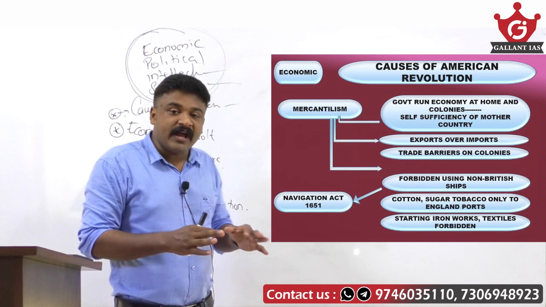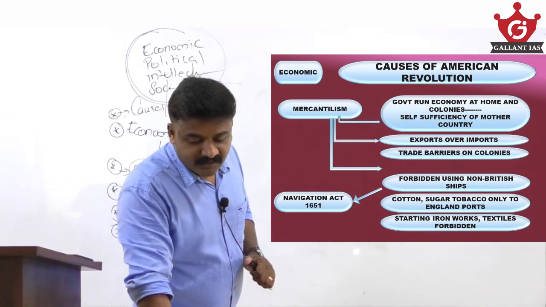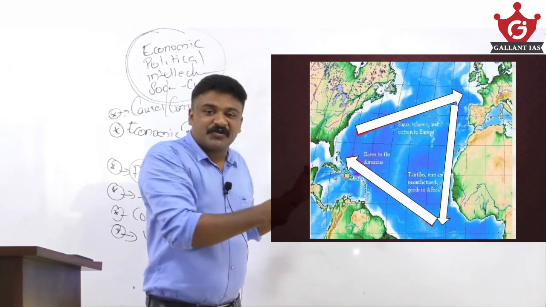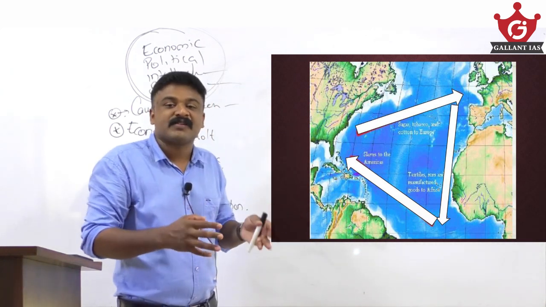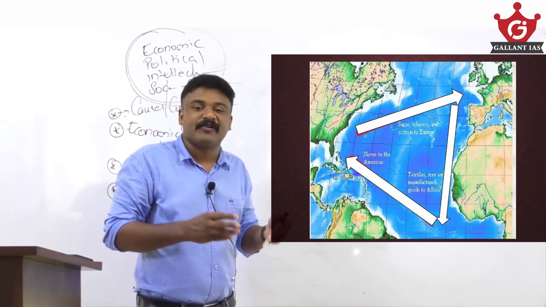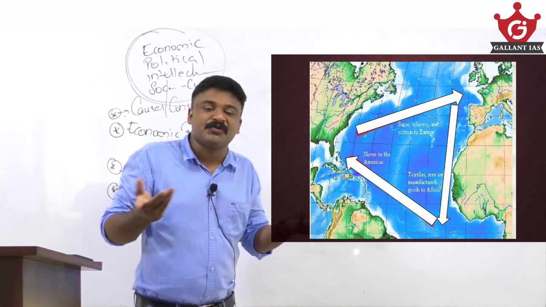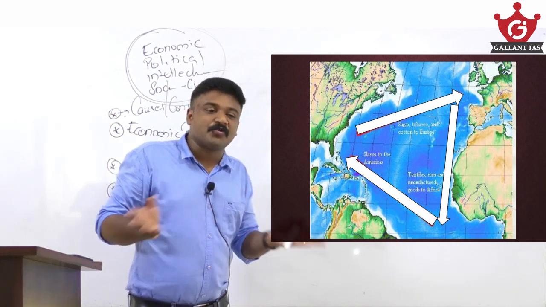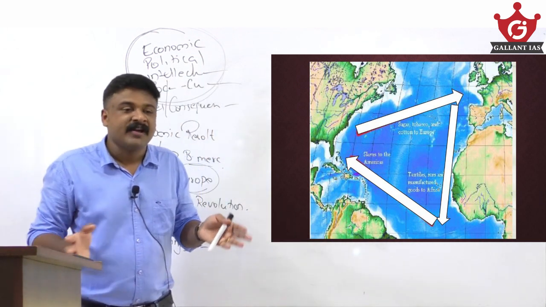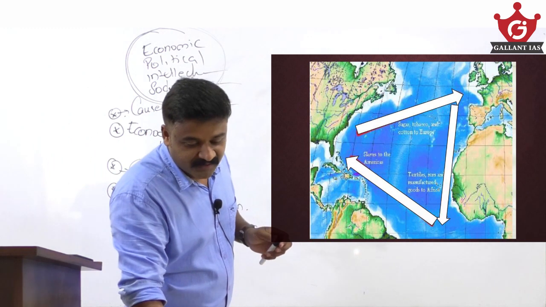Now again, a series of Navigation Acts were also passed. See, this triangular trade always benefited Britain. These American colonies were supposed to be suppliers of raw materials and buyers of British finished products only. They could not develop their own industries. There was no chance for growth of capitalism or a capitalist economy there, no chance of growth of industries, because their economic and industrial interests were subordinated to British interests.